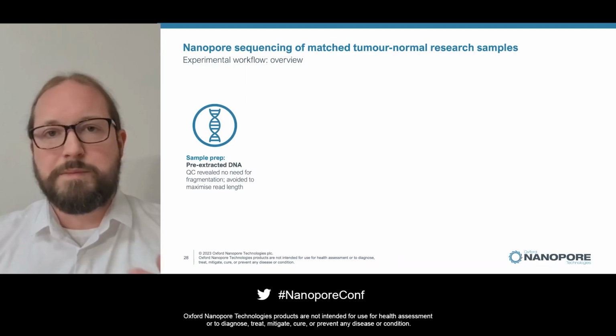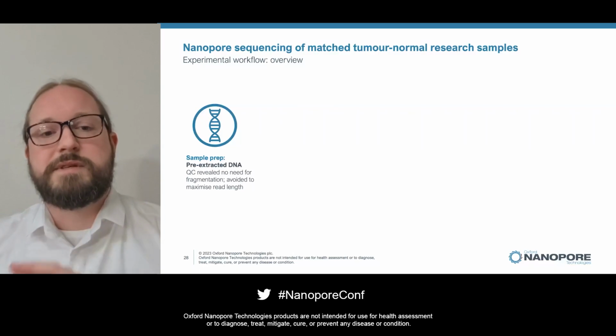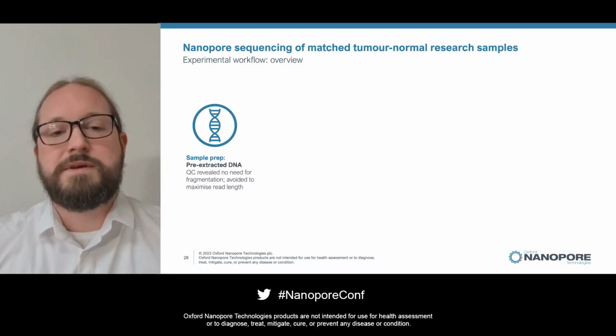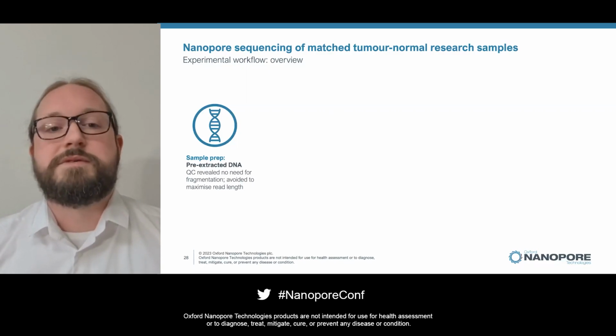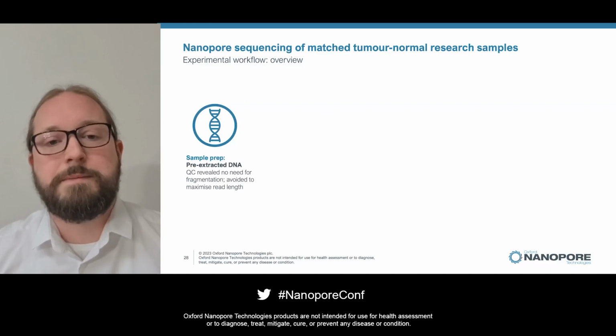Again, this is just an example to show you that while our standard recommendation is size selection plus light shearing for tumour-normal, it really depends on your sample. So you need to look at the QC and then make decisions based on that. And this is what we did for our samples here.